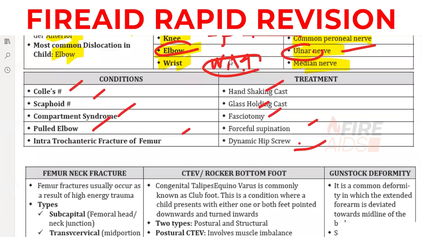So you're going to get a case here. Colles fracture, okay, fine. You might get a case of RTA, road traffic accident. Scaphoid could be a fall with a stretched hand.